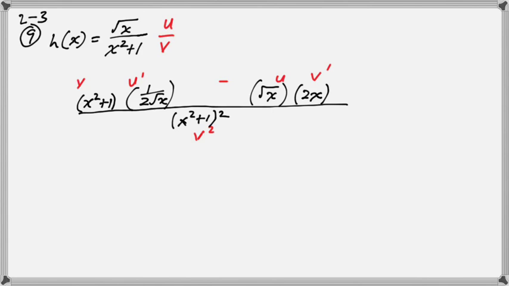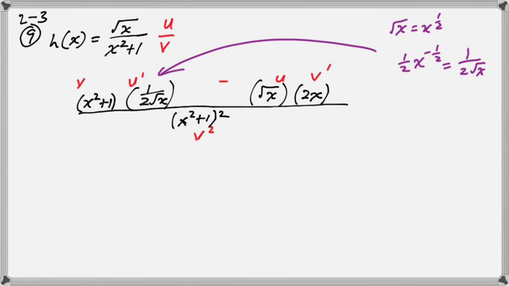All I did for that one derivative was I looked at the square root of x. I thought of it as x to the 1/2. Then I took the derivative by doing power times base to one less power, and that's how I got the derivative for this. So it's a little tricky, but that's how we do it. Now this becomes x squared plus 1 over 2 radical x minus 2x radical x, all divided by x squared plus 1 quantity squared.